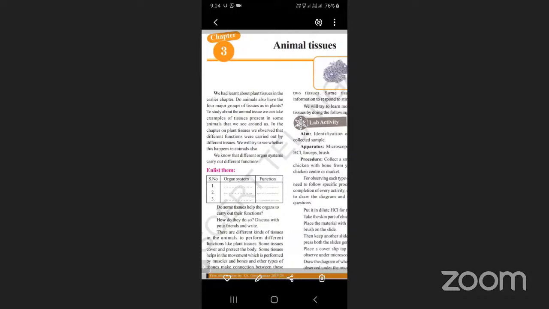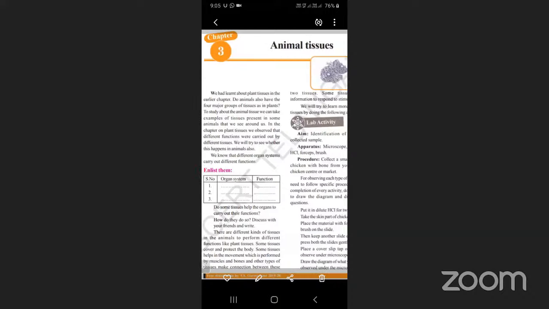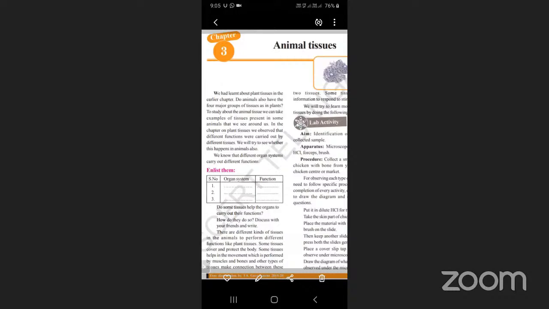So, who is Marcello Malpighi? Why do we have to discuss him now? He is the father of animal histology. What is histology, sir? Histology is nothing but the study of tissues. Okay, histology is nothing but the study of tissues. So, father of animal histology, Marcello Malpighi, 1628 to 1694.